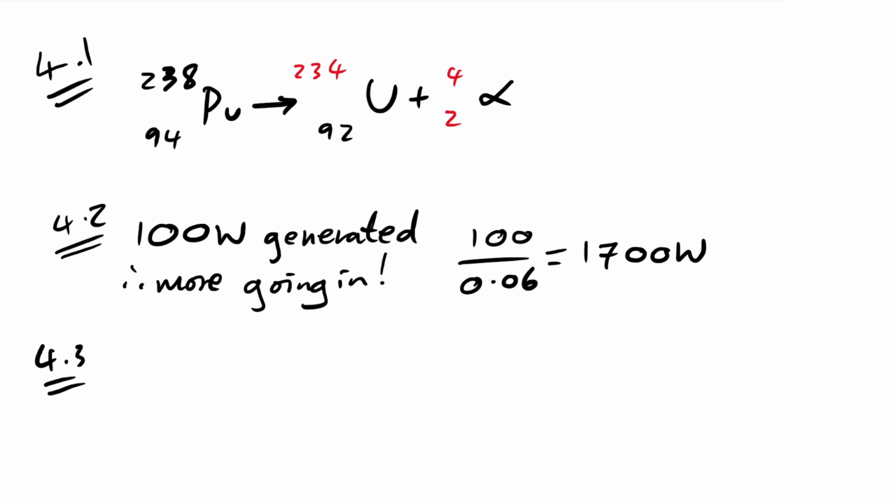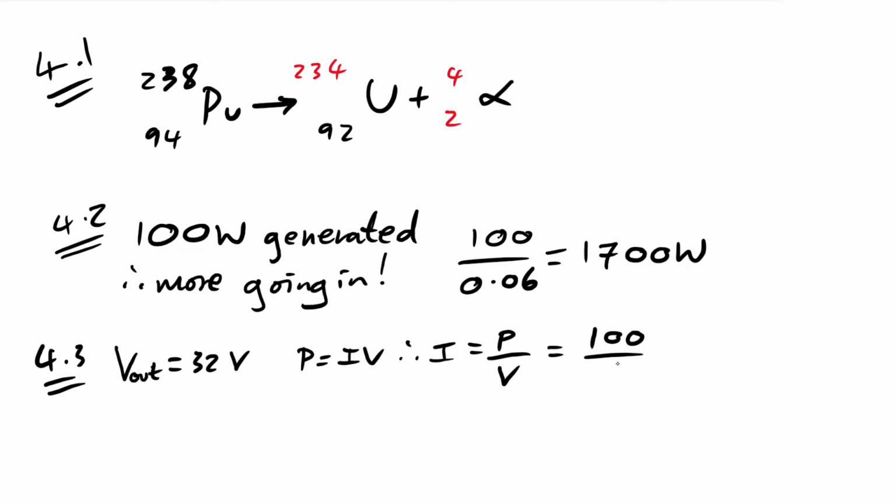4.3, constant output voltage of 32 volts. What's the current? Nice and easy. We know that P is equal to IV. We're looking for current, so I is equal to P divided by V. So that's 100 divided by 32. And that gives us 3.1 amps. Easy peasy. So we're being asked then to find out the max number of components, which each have a resistance of 45 ohms, before the output power is reached.